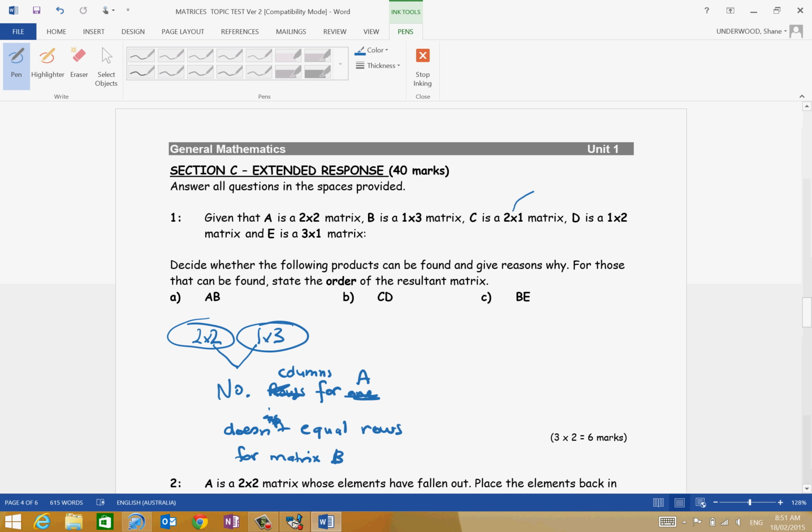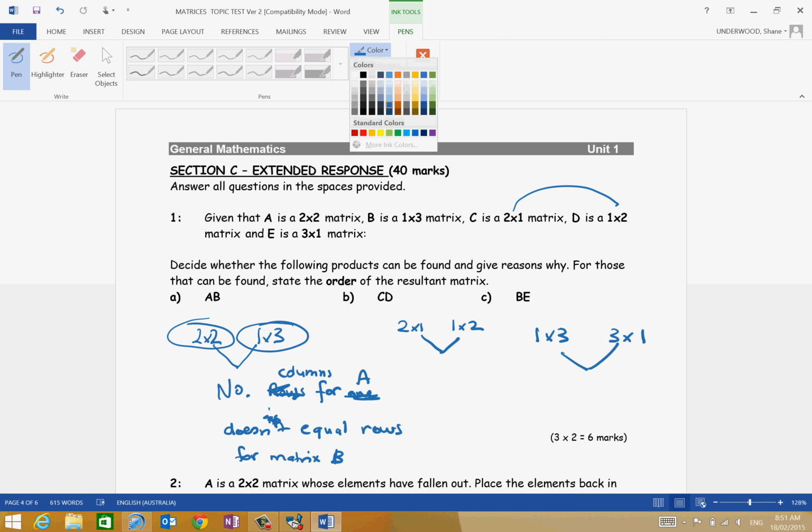CD, 2 by 1 times 1 by 2. Yes, it can. These are the same. B and E, 1 by 3 times a 3 by 1. Yes, it can. These are the same. We are absolutely happy, aren't we? We are so happy.